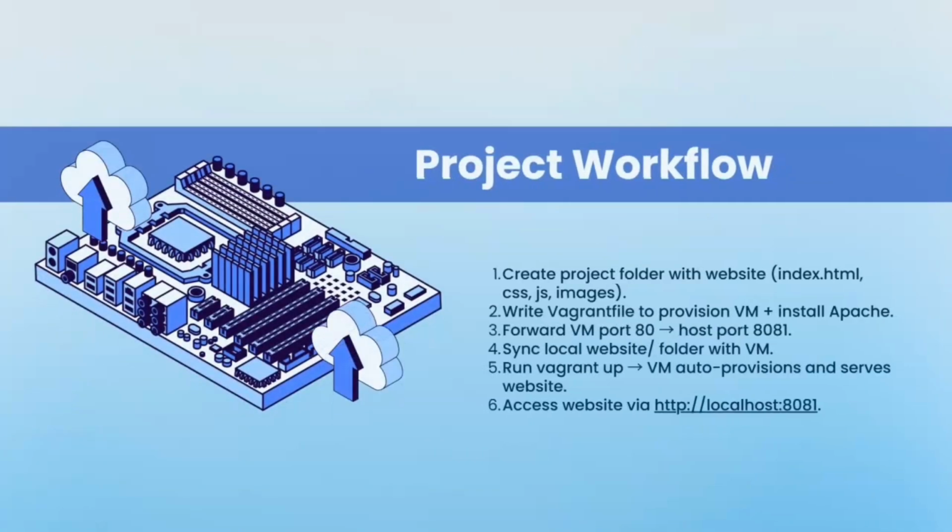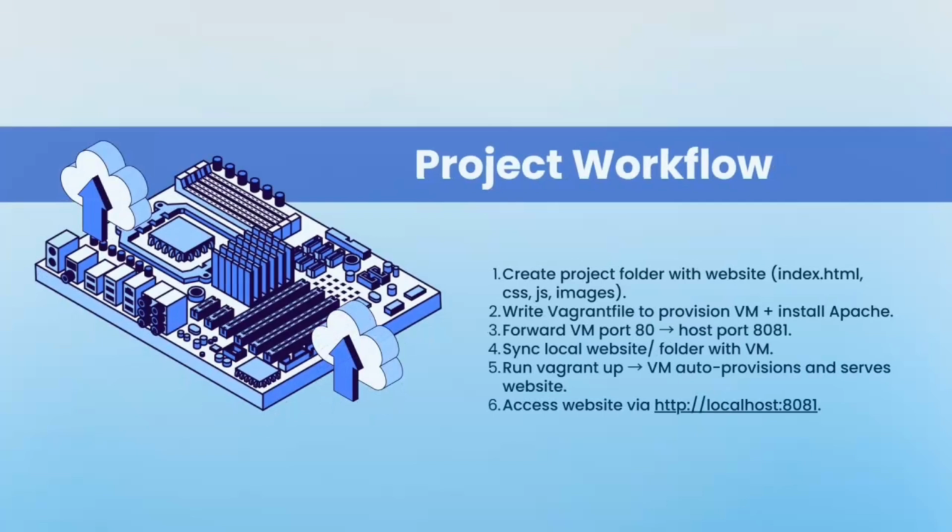First step is to create a project folder with the website, which includes index.html, CSS, JS and images. The second step is to write the Vagrantfile to provision the virtual machine and install Apache. The third step is to forward the VM port 80 to the host port 8081, and the fourth step is to sync the local website that we created with the virtual machine.